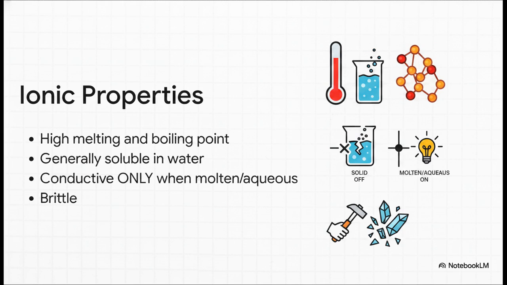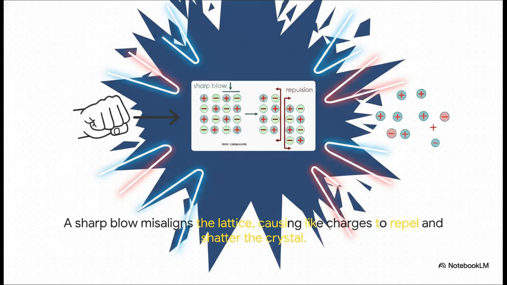And finally, they're brittle, which seems kind of weird for something so strong, right? Well, this shows you exactly why. If you smack an ionic crystal, you can actually force the layers of ions to slide just a tiny bit. But suddenly, you've got positive ions lined up next to other positive ions and negative next to negative. They instantly repel each other with a huge amount of force, and the whole crystal just shatters.